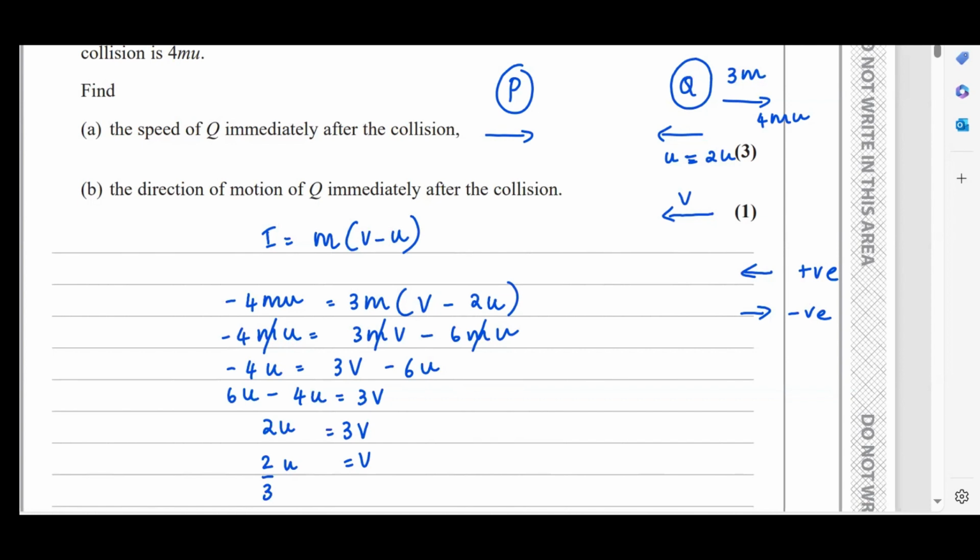Now, the direction of motion of Q immediately after the collision. You can see that initially the particle Q was moving towards the left, and after the collision it is also moving towards the left. When I got a positive answer for v, that means the direction I assumed in the beginning is correct. So for part B, you can simply write that the direction is not changed, or it moves in the same direction after collision.